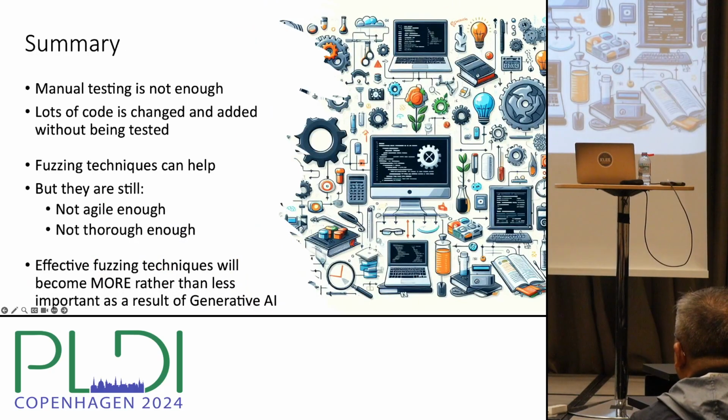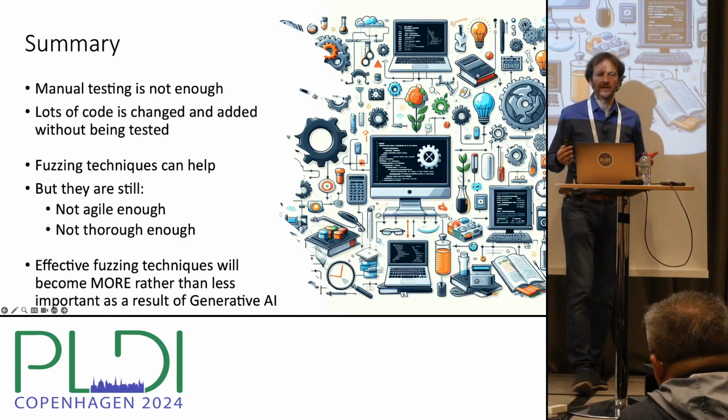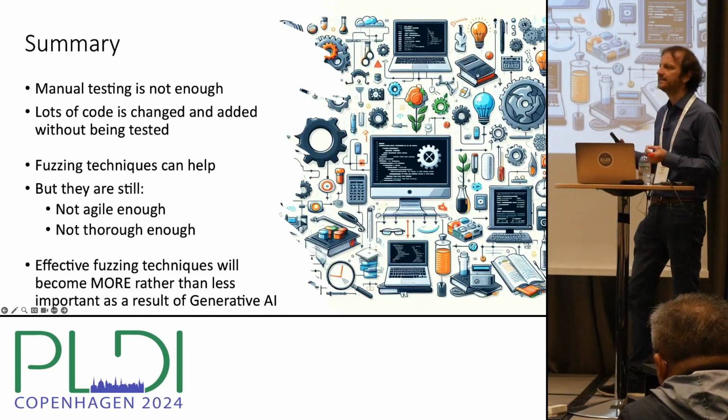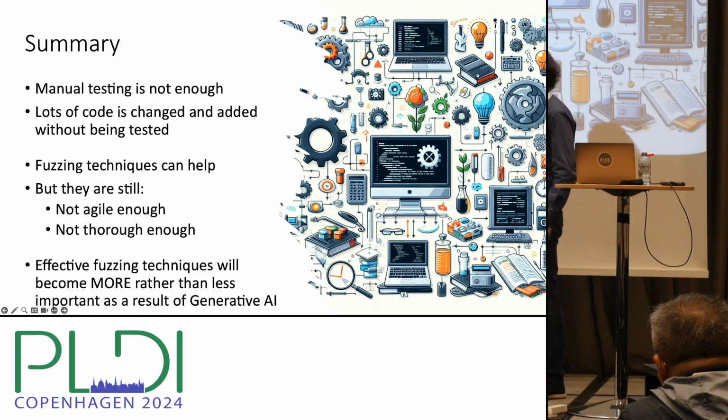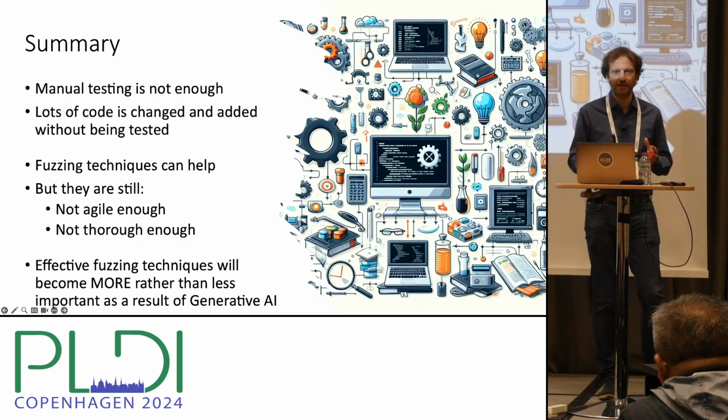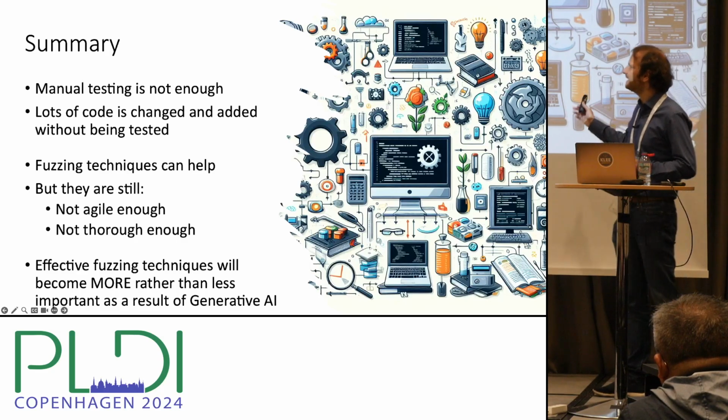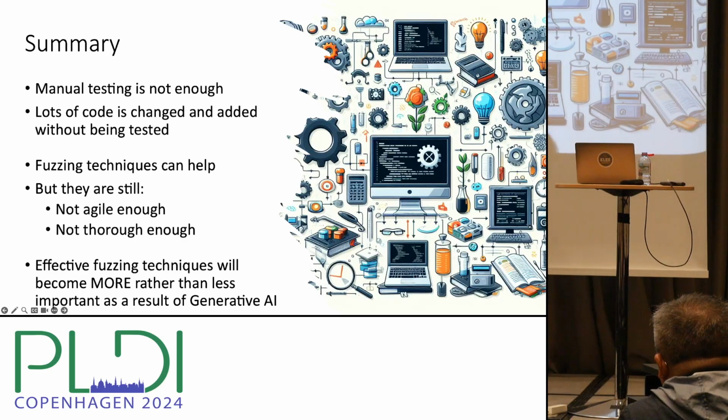So this brings me to the summary slide. I hope I convinced you that manual testing is not enough, and unfortunately we're seeing lots and lots of code which is added or modified without being properly tested. I think fuzzing techniques clearly can help, but they're still not enough. They're not agile enough, they're not thorough enough. There are several not enoughs that I haven't managed to cover in this talk, so we're not there yet, but I think they can already be very helpful. And as I said, now with Gen AI coming into play, I think effective fuzzing techniques will become more rather than less important.